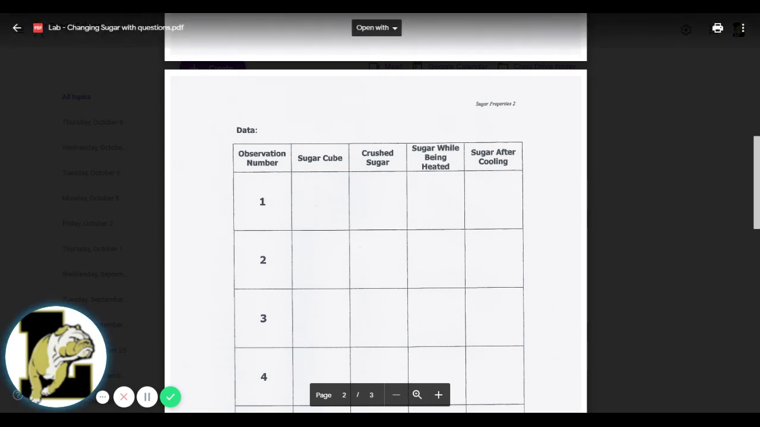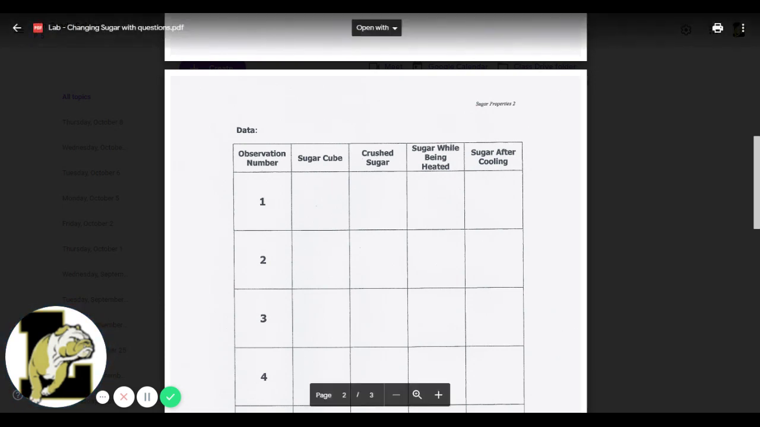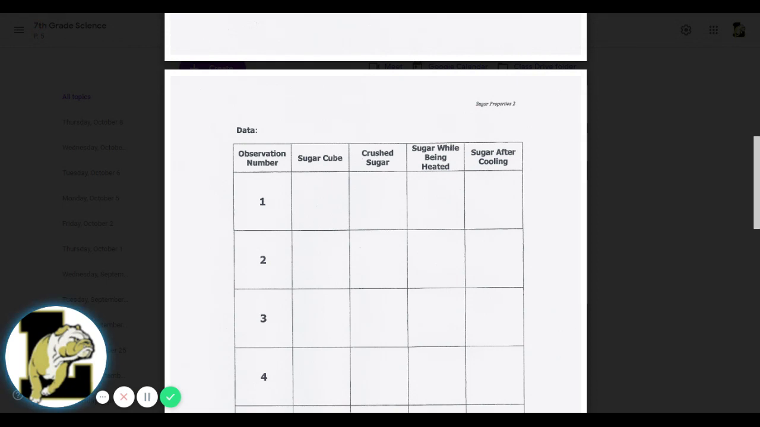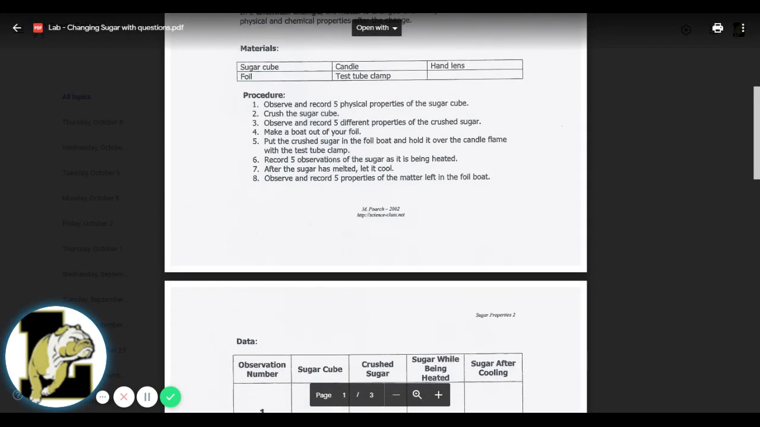As you can see here, if you just crush the sugar, hopefully you realize that that is just a physical change. If you heat the sugar, hopefully you realize what is going to happen, and I want you to take a look at what happens, and after it cools, I want you to make an observation of what happens as well. Okay, so that is what you are going to do.